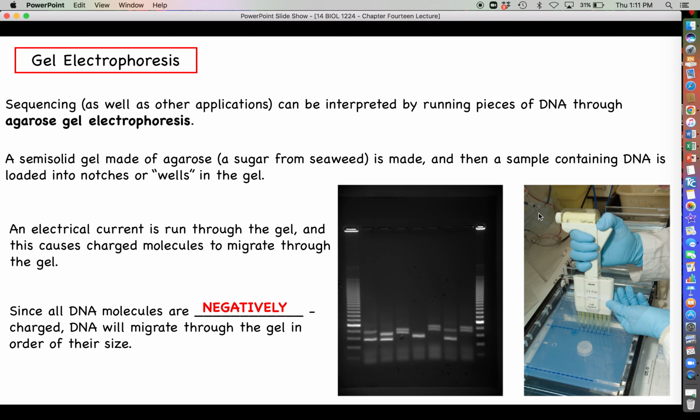So the idea here is that if you load your DNA samples up here, the smallest DNA molecules will reach the bottom of the gel first, and the biggest DNA molecules will stay more towards the top because they are much more slowly going to move through the gel.